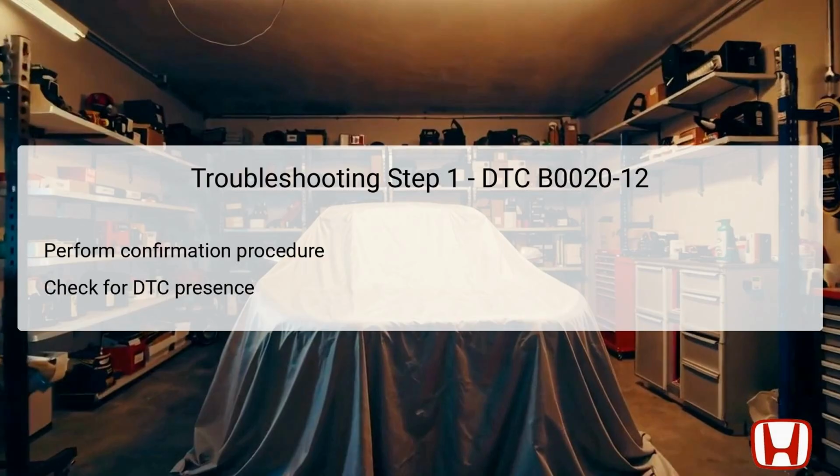The first troubleshooting step is to perform the confirmation procedure by turning the vehicle to the on mode and allowing it to sit for 10 seconds. This process helps ensure that the SRS unit has had adequate time to complete its self-check routines and potentially reset any stored DTCs. The technician should then check if the DTC B0020 is indicated. If the DTC persists, this confirms a potential malfunction within the left side airbag circuit.